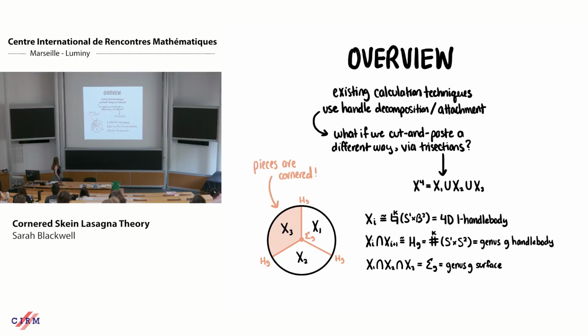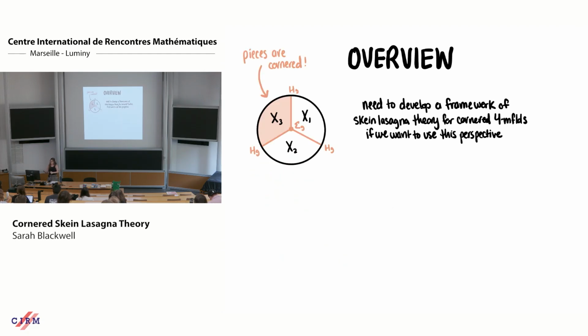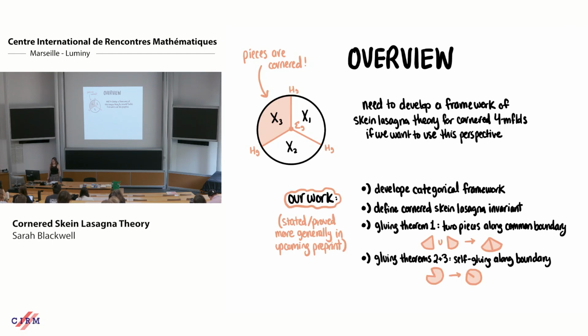So notice these 3 pieces. These are cornered 4-manifolds. And so I'll be drawing schematics of these cornered pieces, but that curved part is not actually a boundary. The boundary is what's orange in this picture here, so that'll be important to remember. But anyway, the point I was getting to is these pieces are cornered. So if we want to do Skein Lasagna stuff in this setting, we need to have a framework of how to do this for cornered 4-manifolds. So that's the main focus of our project.